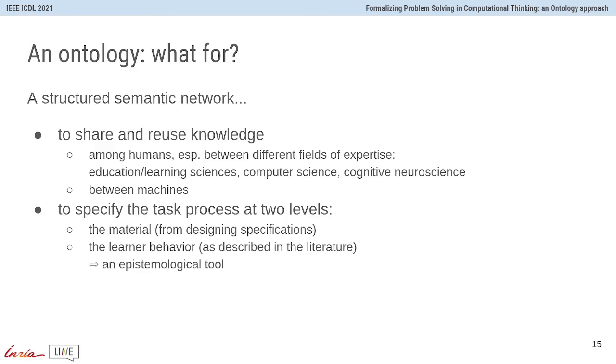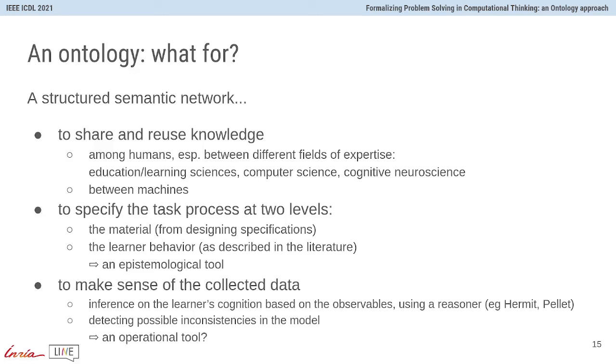Now, let's go back to the concrete applications for this ontology. We already mentioned the epistemological interest, but we do have something more in mind. We would like to use this to make sense of the data that we are currently collecting on the task participants. Reasoning systems, such as HermiT or Pellet, can perform reasoning on data and could therefore infer the learner motives based on the collected observables and the model described in the ontology.